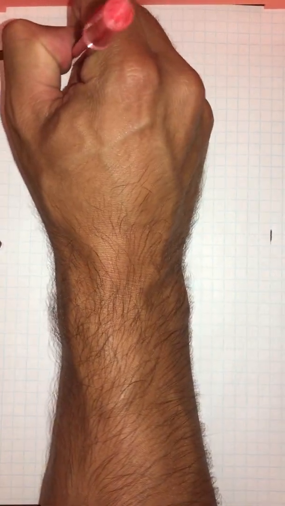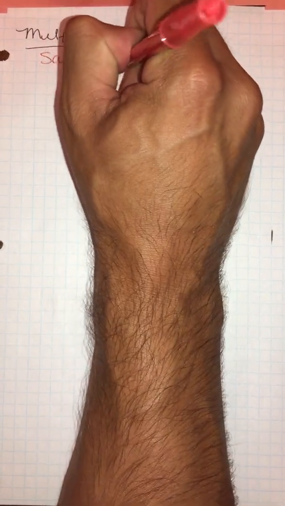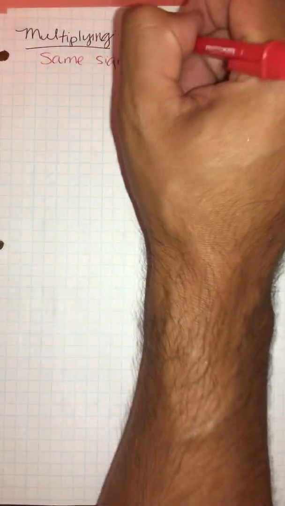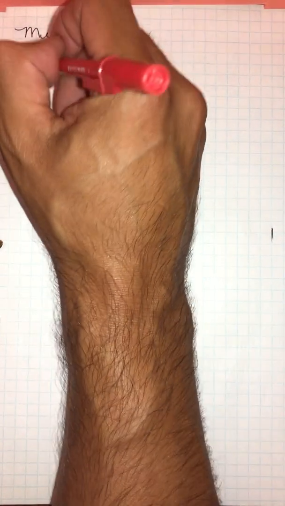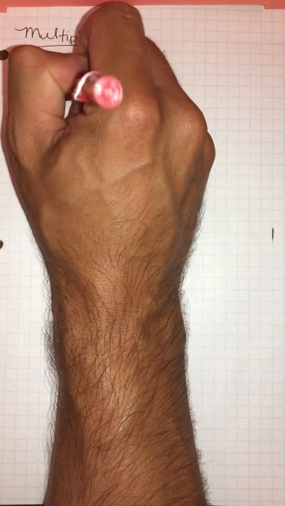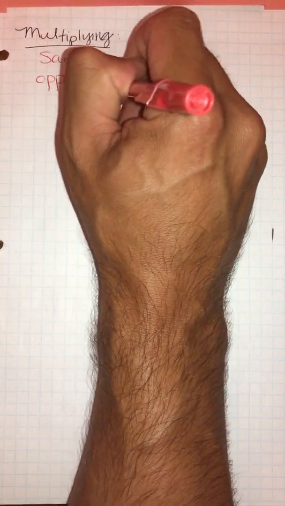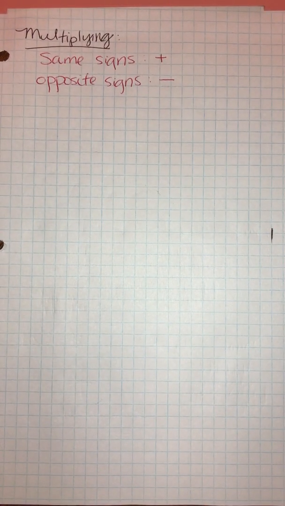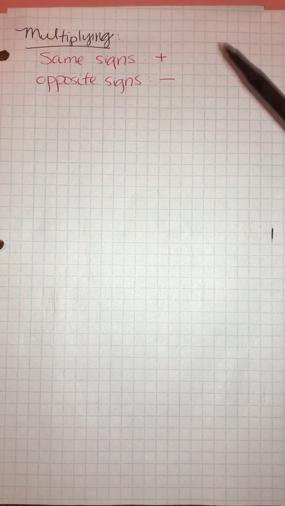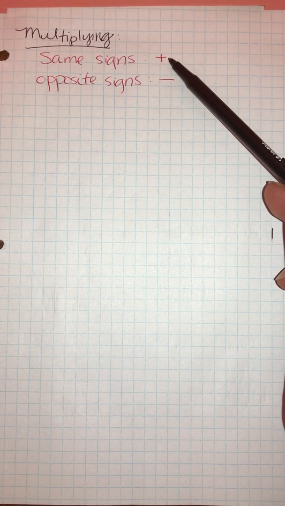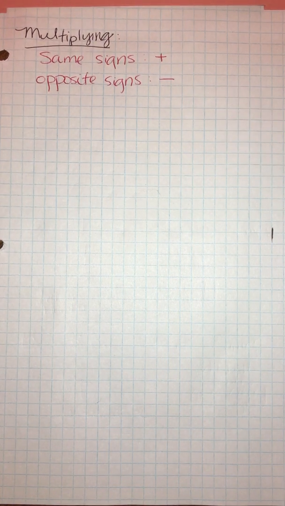Same signs results in a positive. Opposite signs results in a negative. Okay. Now that's something you must always remember. If you are multiplying, now once again, this only applies to multiplication. If you have two that have the same sign, it will result in a positive. If you have opposite signs, it will result in a negative.